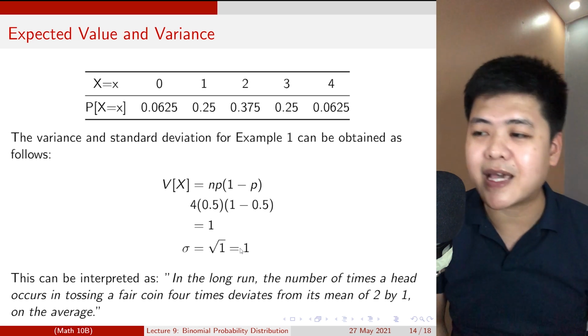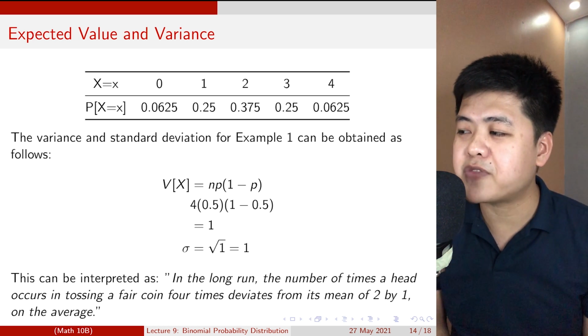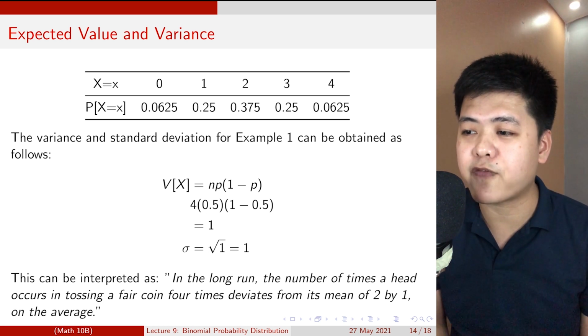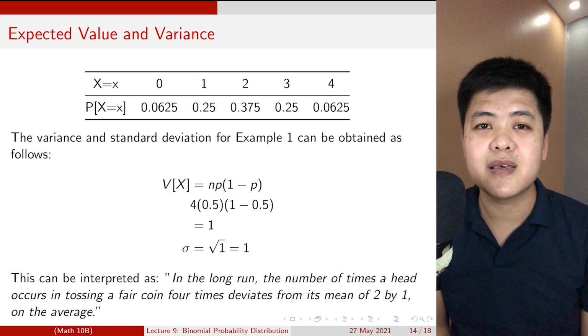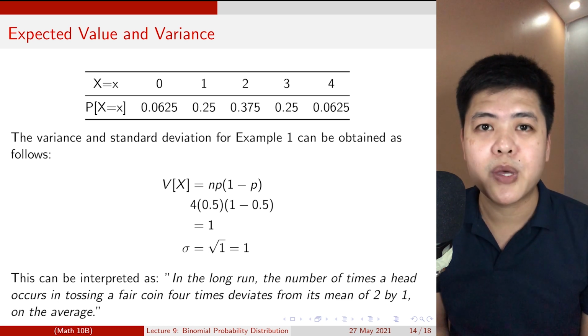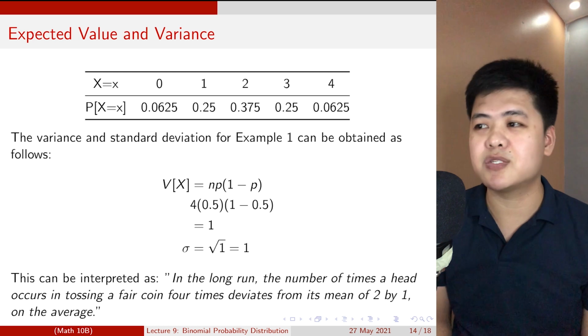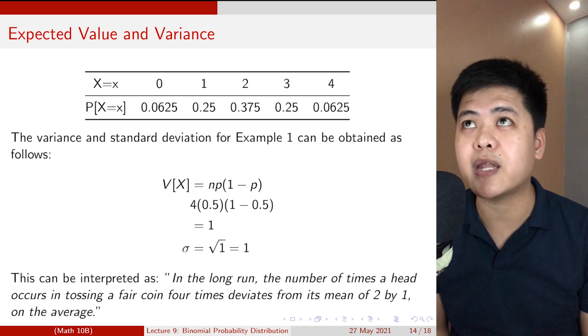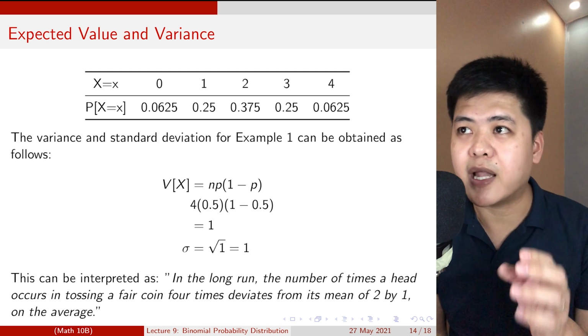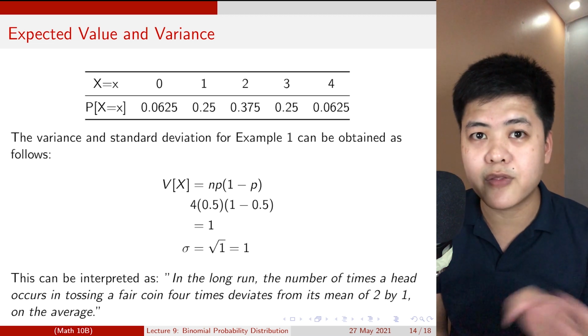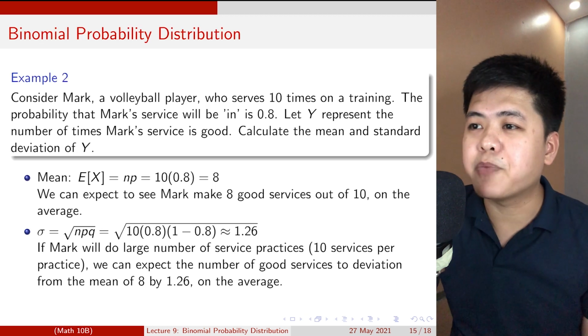So how do we interpret that? In the long run, the number of times a head occurs in tossing a fair coin 4 times deviates from its mean of 2 by 1 on the average. So pag nag-toss ka ng coin, either isa lang yung heads, or maglalaro lang siya sa 1 or 3. Pero majority 2.